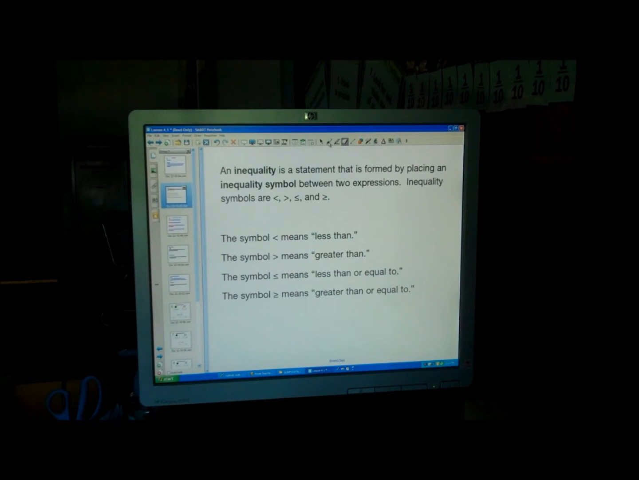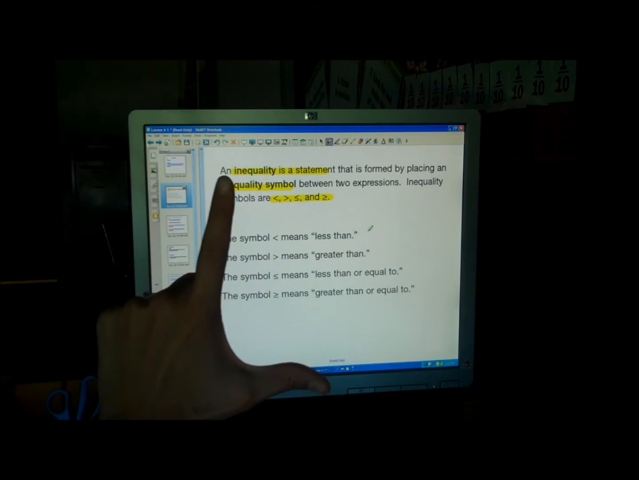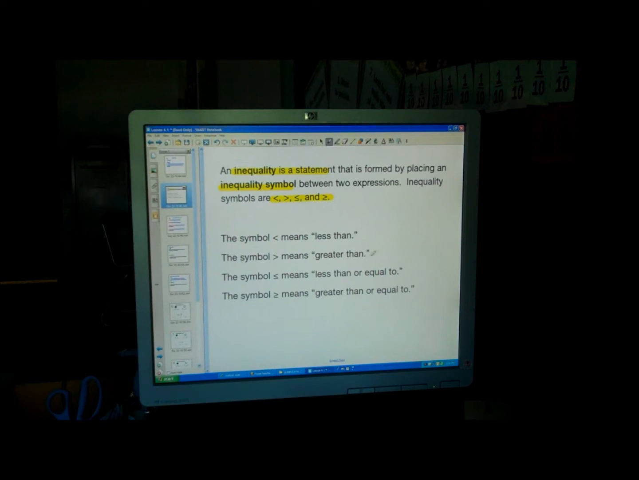So our first thing that we need to look at is we need to define inequality. An inequality is a statement that is formed using an inequality symbol. And these should be familiar to you. Less than, greater than, less than or equal to, greater than or equal to. And you can always hold up your hand and make an L, and that's the one that's less than. Okay? So you might want to take a moment and jot those down for yourself, but those should be review.